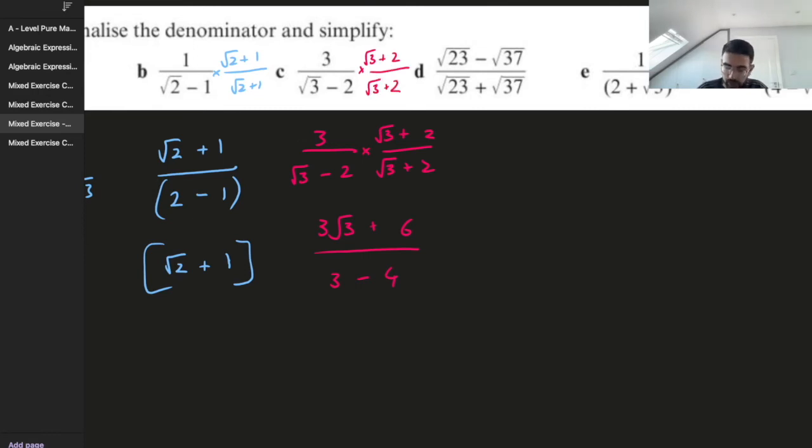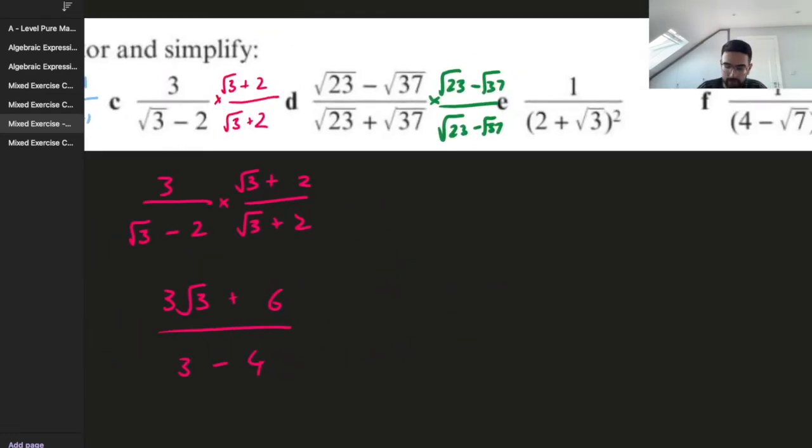Let's move on to part D. Again, this looks a bit daunting, but it's just going to be root 23 minus root 37 multiplied by root 23 minus root 37. So we are multiplying by the same number on the top and the bottom. That's why it works. Okay, so with this, it's going to be root 23 minus root 37 whole squared over 23 minus 37.